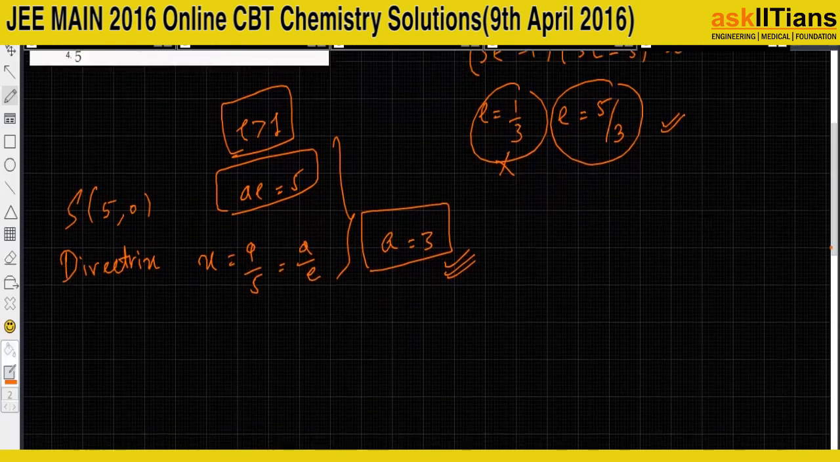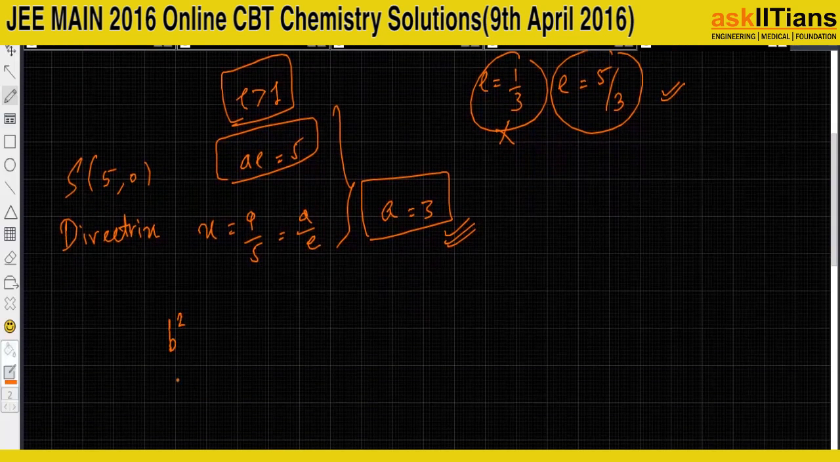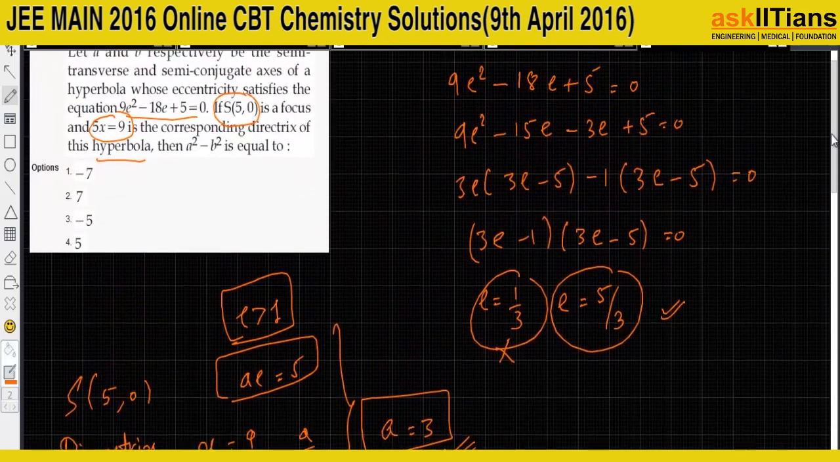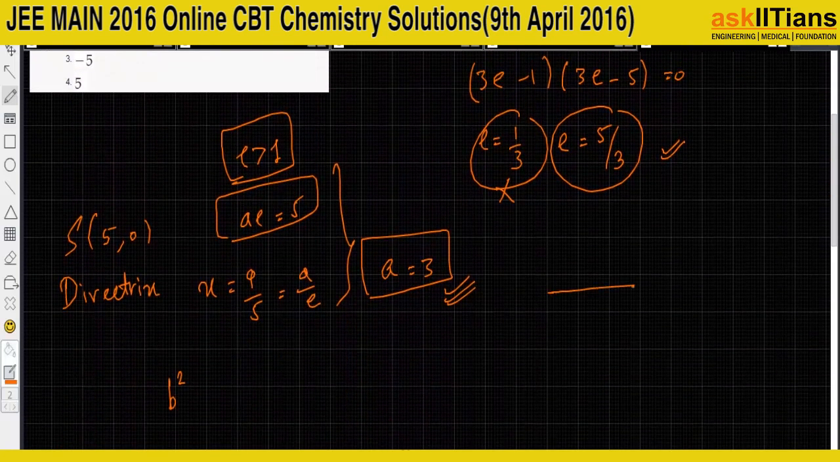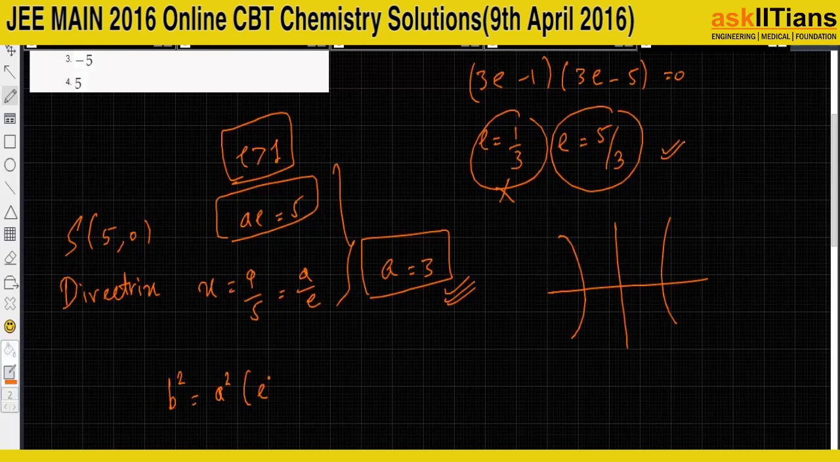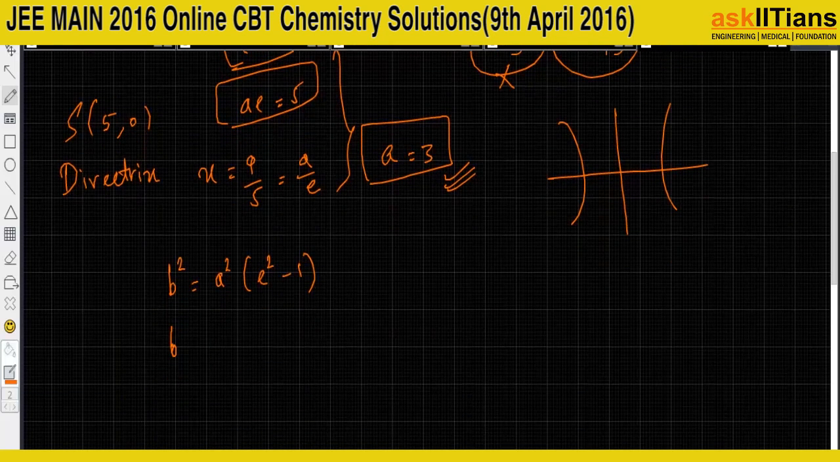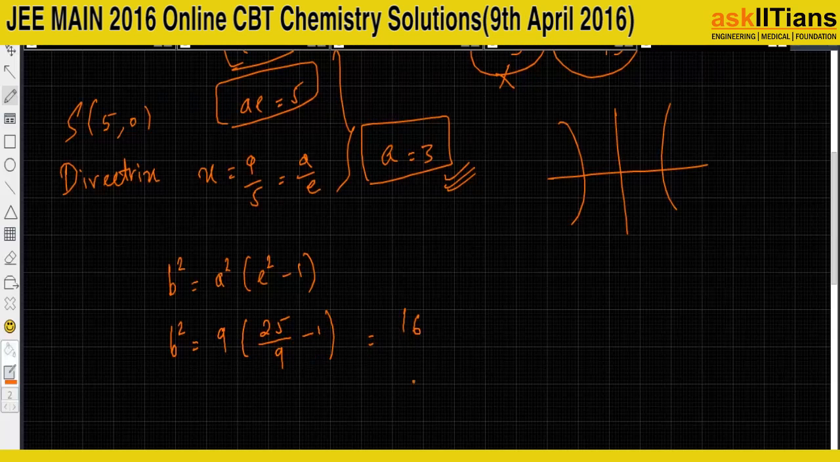Now we want to find out the value of b. So we know that this is a normal hyperbola, right? It has its focus on the x-axis. So b squared will be equal to a squared into e squared minus 1. This equation I'll be using for finding out the value of b squared. So b squared will be 9 into e squared, e is actually 5 by 3, so 25 by 9 minus 1. So b squared will be 16.